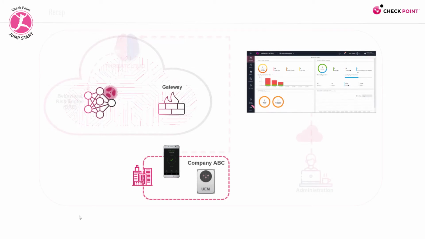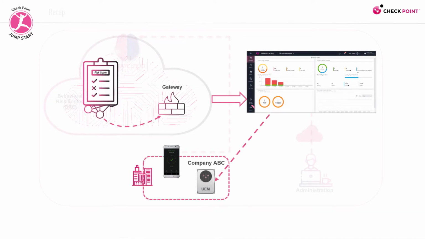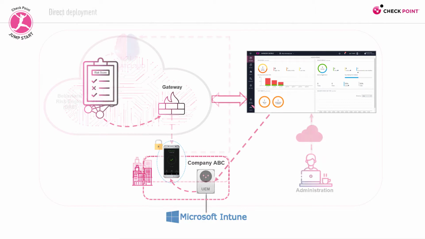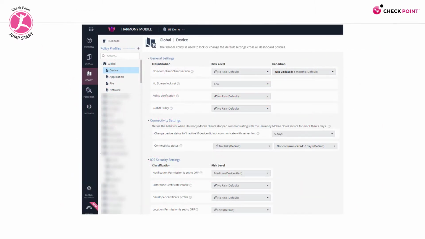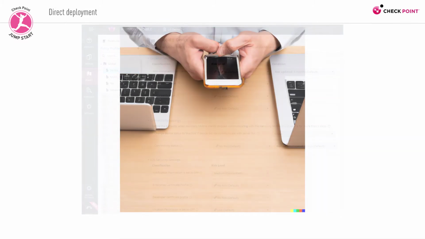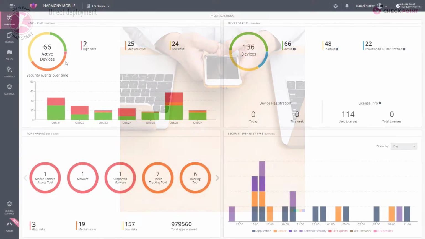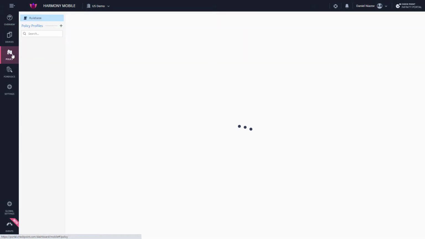Up to this point, we've mostly discussed onboarding and deploying Harmony Mobile to devices by integrating with UEMs or by a manual process. Now, in order to take full advantage of Harmony Mobile's capabilities, you need to establish a well-defined security policy that fits your security and business needs. Let's drill down into the policy section and start exploring.